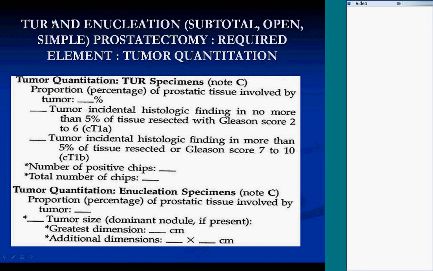So as we were saying, for TURP chips and for enucleation specimens, one should provide definitely a percentage, a simple visual inspection percentage of tissue involved by cancer.